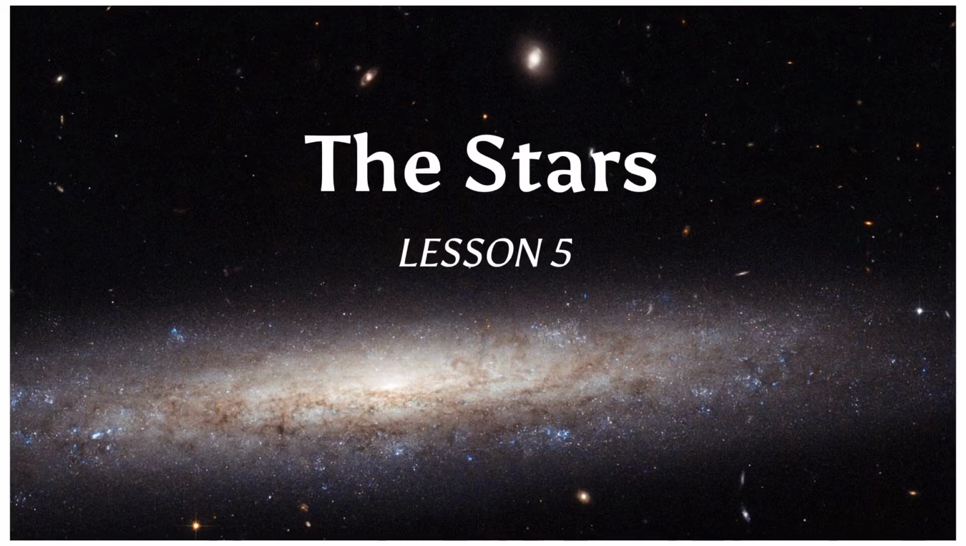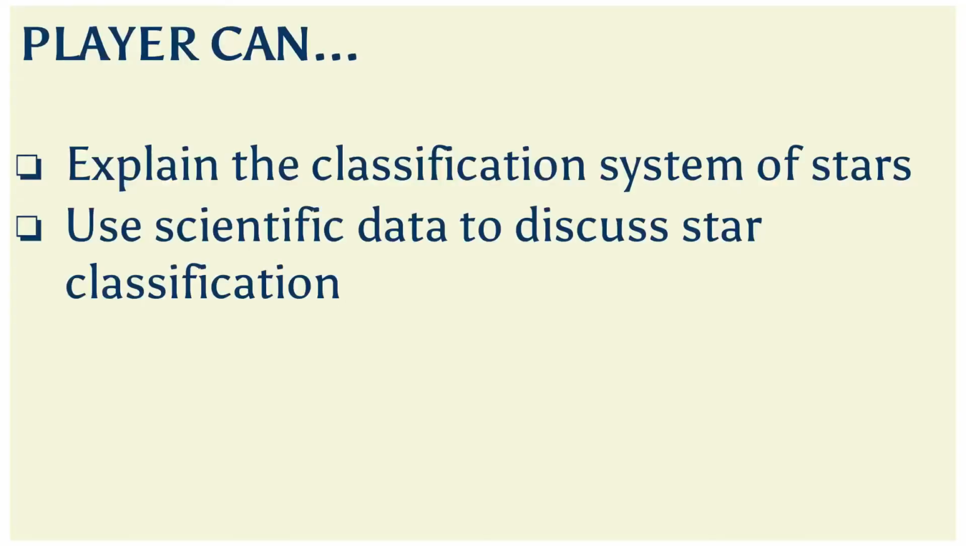This is Lesson 5 in our unit on stars, essential outcome number 7. In this lesson, we're going to take a look at star classifications. When you're done, you should be able to explain the classification system of stars and also use some scientific data to discuss star classification.